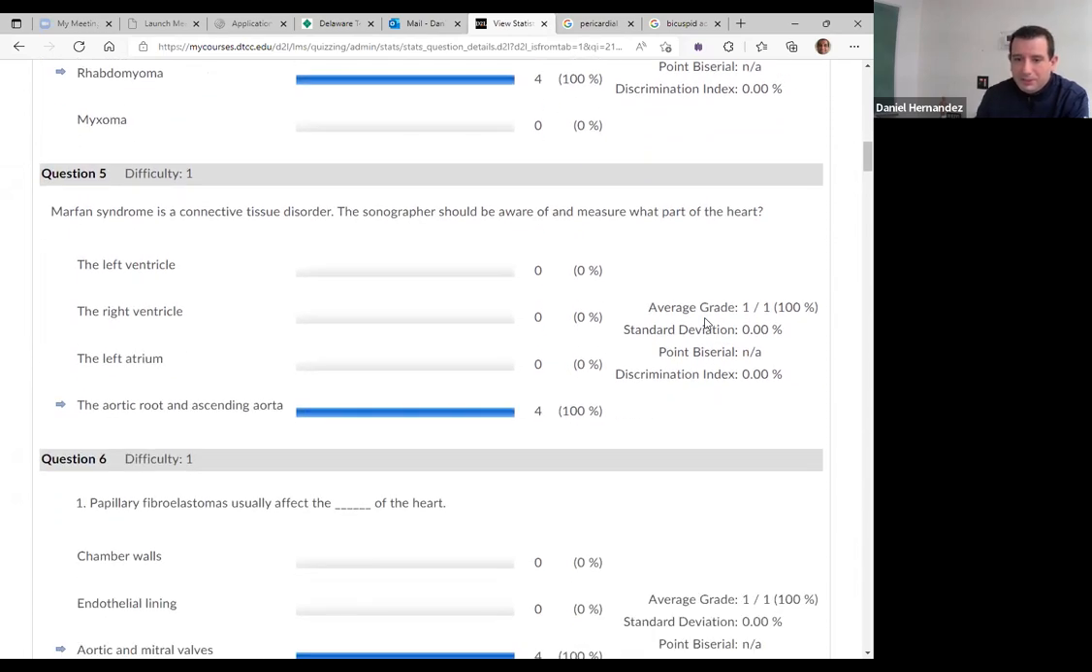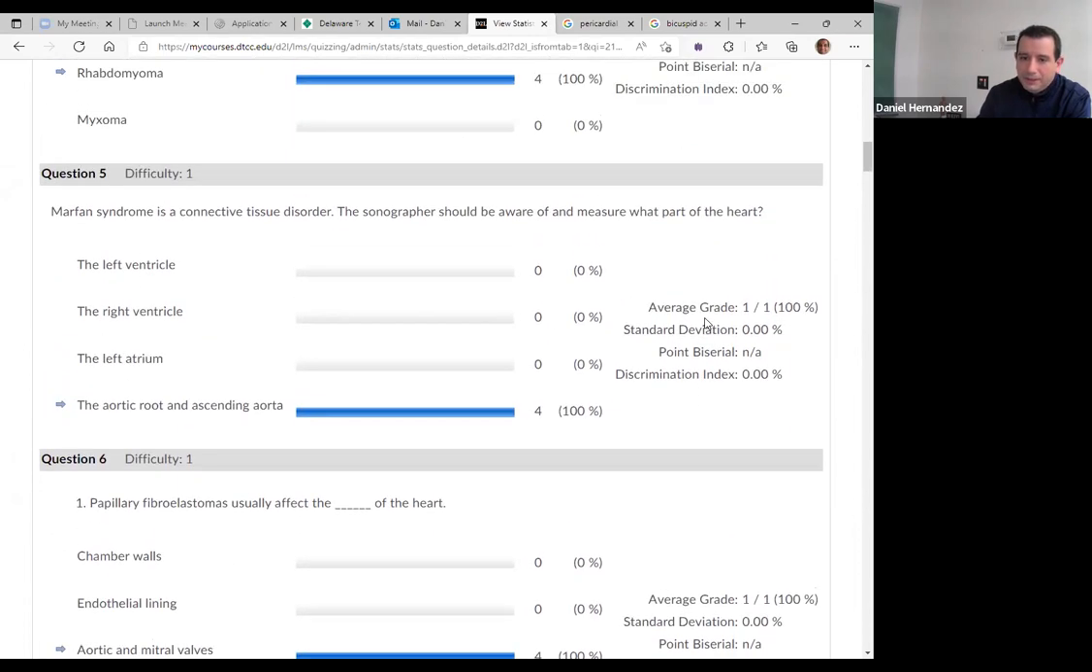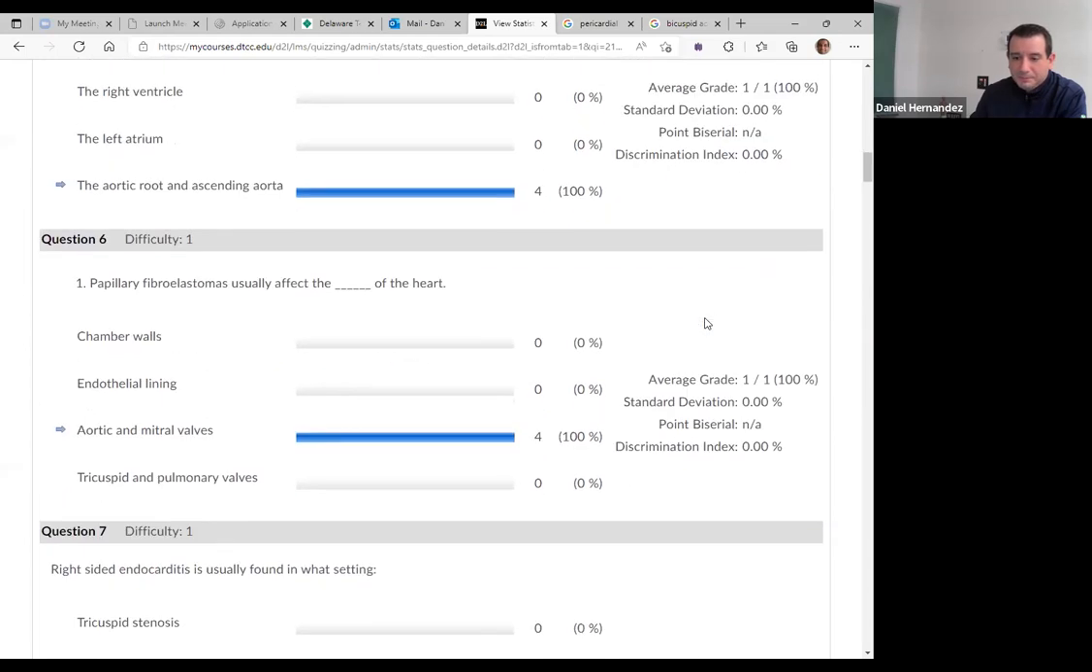Marfan syndrome is a connective tissue disorder. Someone should be aware of and measure what part of the heart? The aortic root, and then the ascending aorta. Again, with Marfan's, we're worried about aortic aneurysm and aortic dissection. Those are the two biggies. We're also worried about mitral valve prolapse with these patients as well.